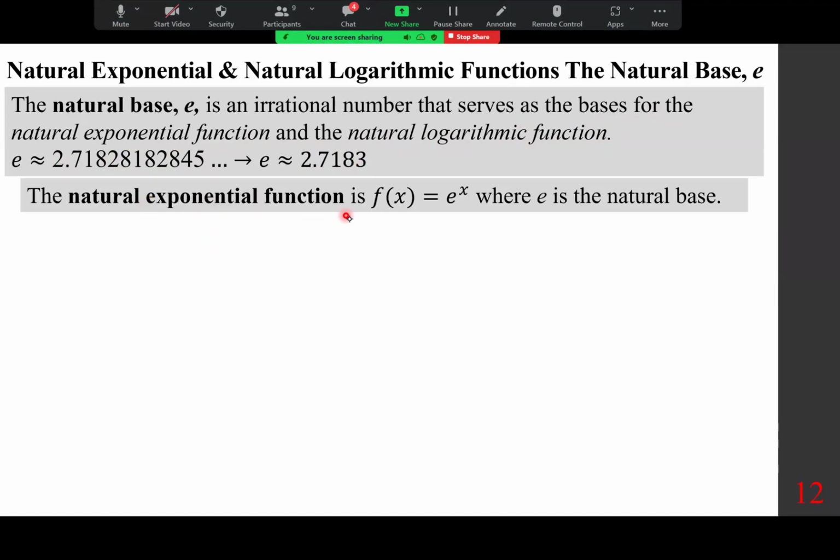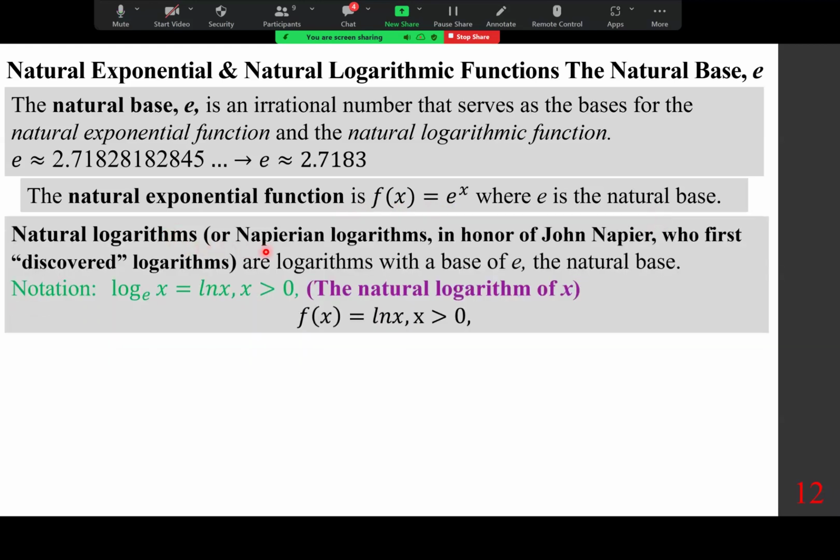The natural exponential function is f of x equals e to the power of x, where e is the natural base. Natural logarithms, or Naperian logs, in honor of John Napier, who first discovered logs, are logarithms with a base of e, the natural base. Notation: log x base e, we use ln x. So in the case of a natural log, we don't write log, we just write ln x, and we mean the base is e.